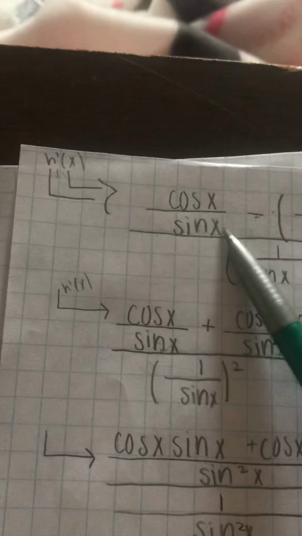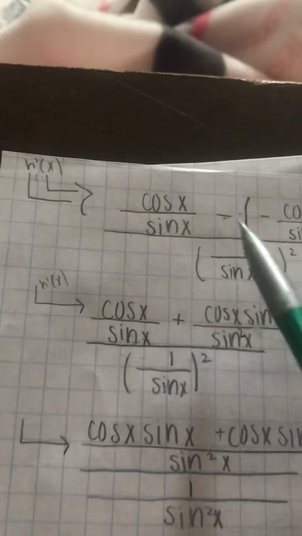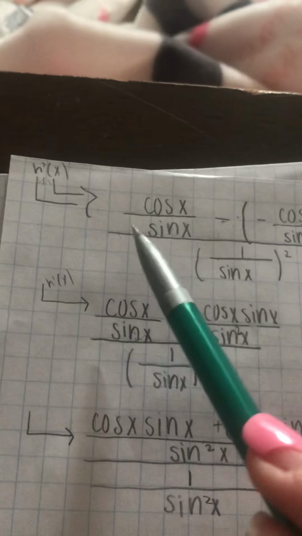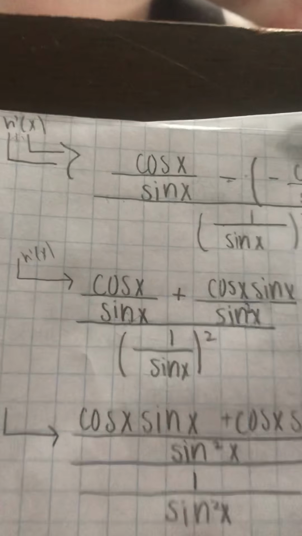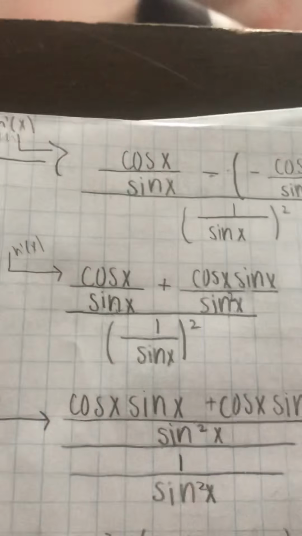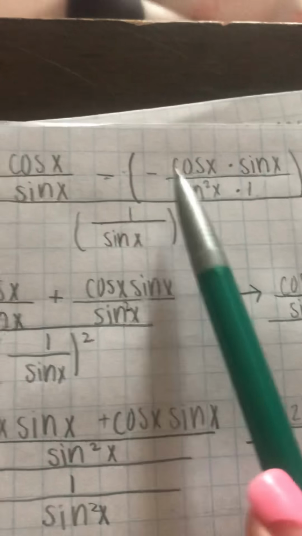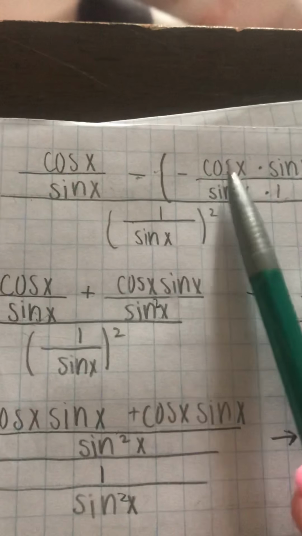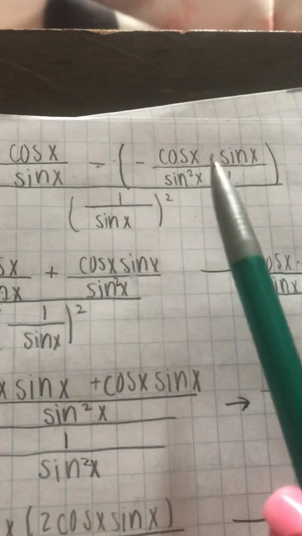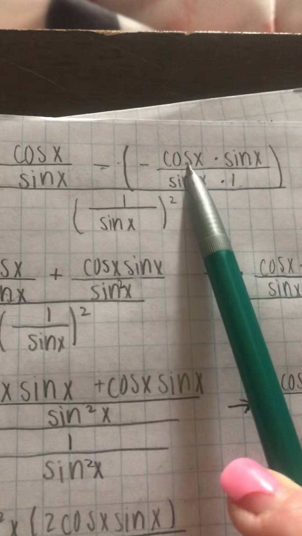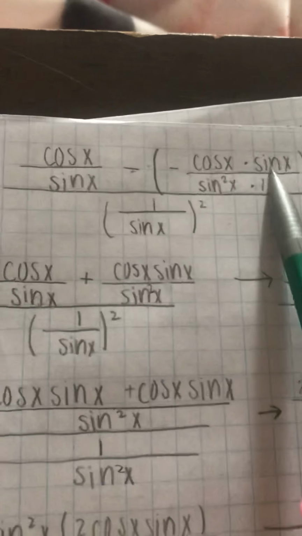So this is it simplified for now. As you can see, I multiplied across because I had the 1 over sine x and the cosine x over 1. So I multiplied that across and just got cosine x over sine x. Then in this step, I'm multiplying across, so I have my negative cosine x times sine x and sine x squared times 1. So this is going to remain the same. This is going to turn into negative cosine x times sine x.